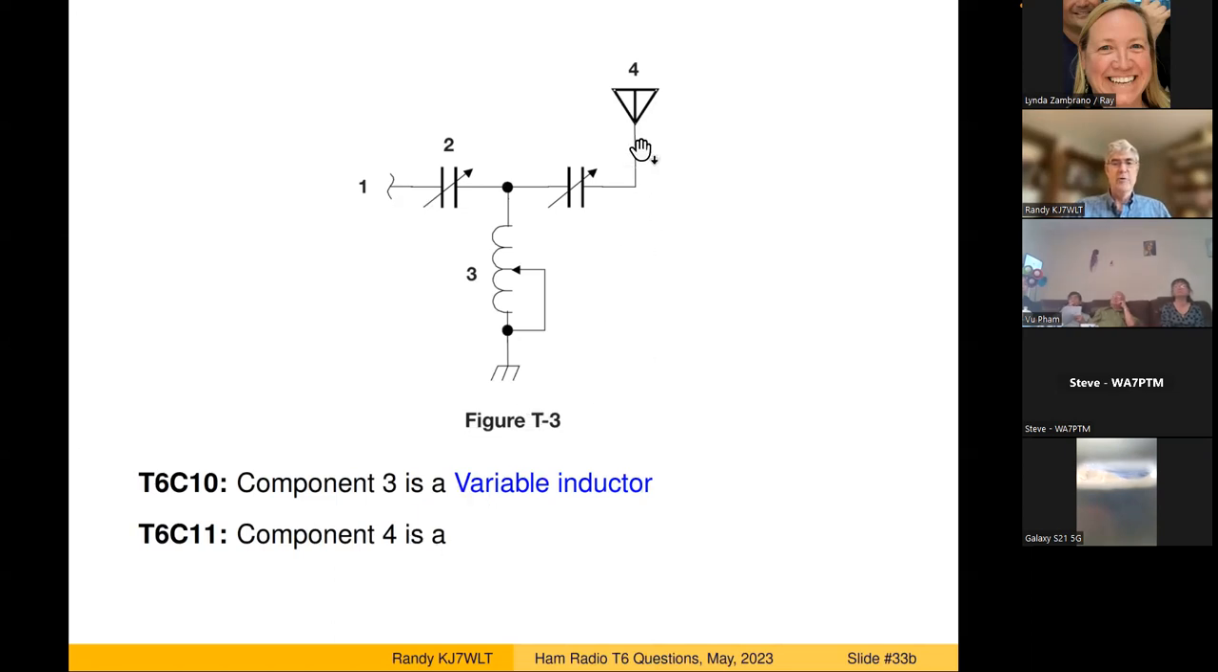And how about component 4? It's this thing that kind of looks like an antenna sticking up in the air here, and that's an antenna.